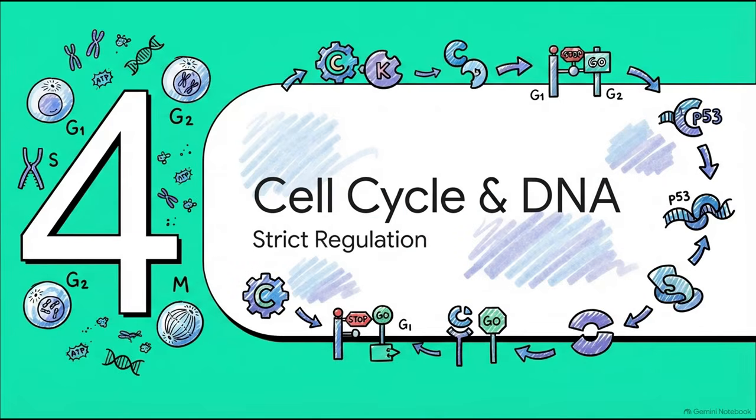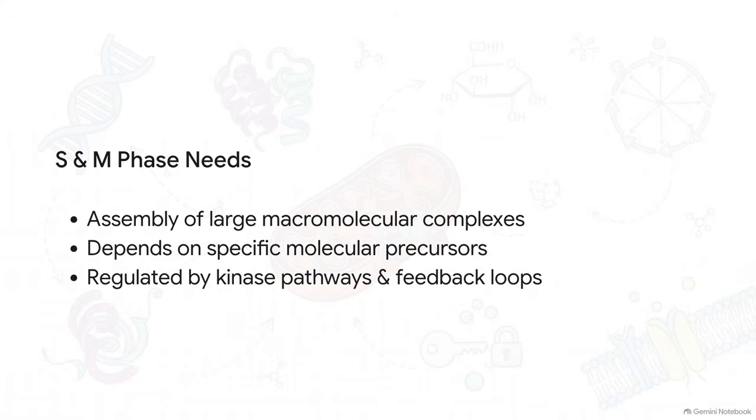All right, final stretch. Section 4, Cell Cycle and DNA. Strict regulation. Now let's see how a cell actually divides. Pay close attention to the prerequisites for the S and M phases. To divide, cells must assemble massive macromolecular complexes, like new chromosomes, and this is heavily dependent on specific molecular precursors. But most importantly, this entire process isn't random. It is strictly regulated by intricate kinase pathways and tightly controlled feedback loops.